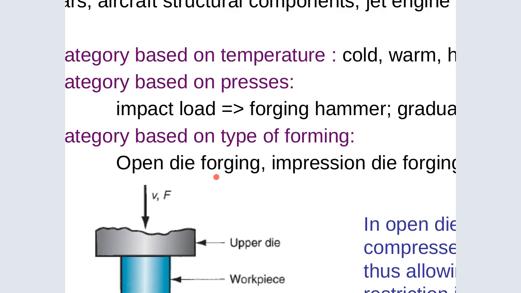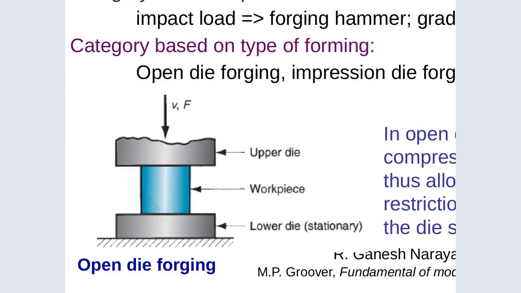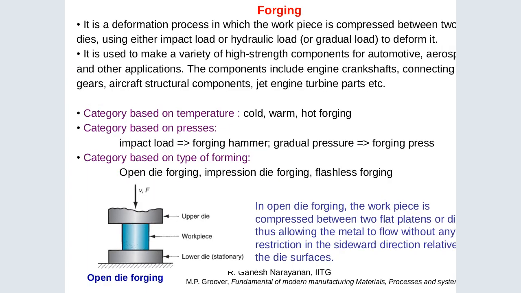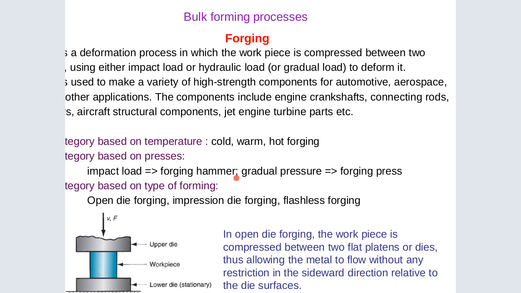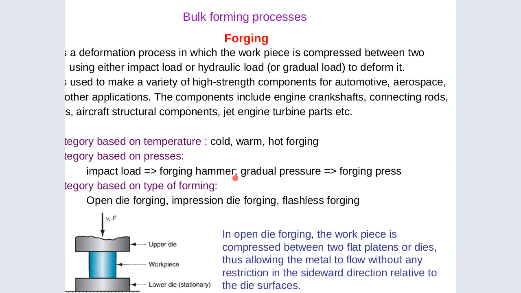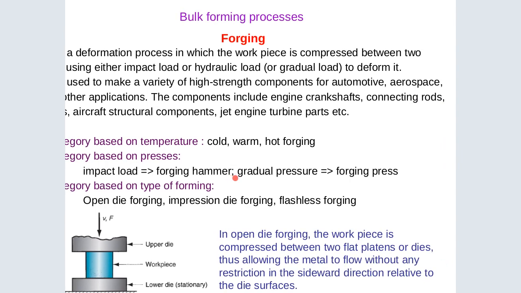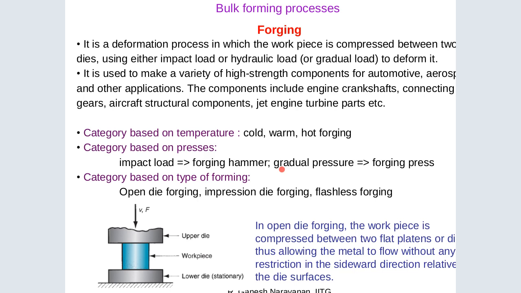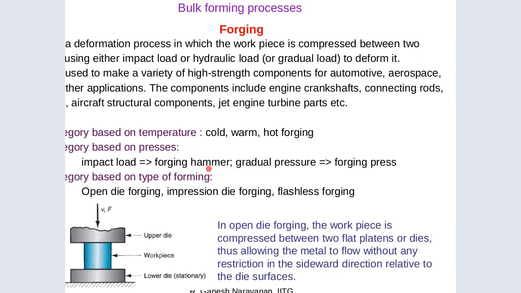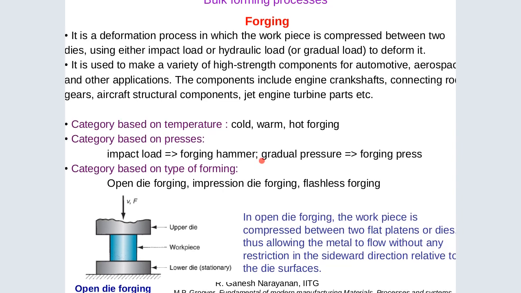You can see how it works. We have the upper die and the lower die, and then the workpiece is compressed in between. So that is the forging, using either impact load or hydraulic load or gradual load to deform it. It is used to make a variety of high-strength components for automotive, aerospace, and other applications.